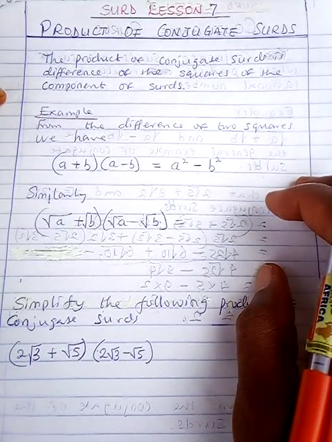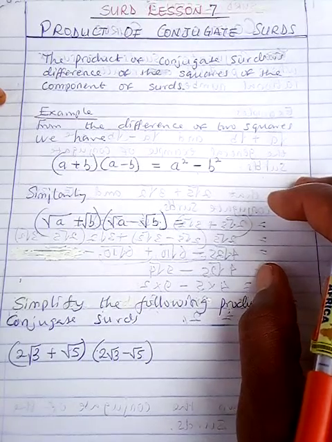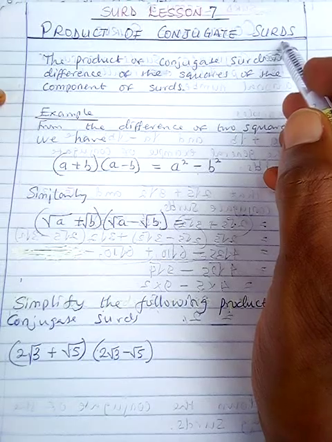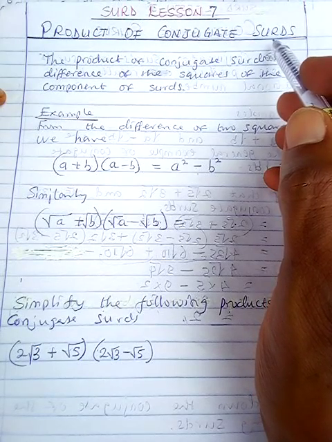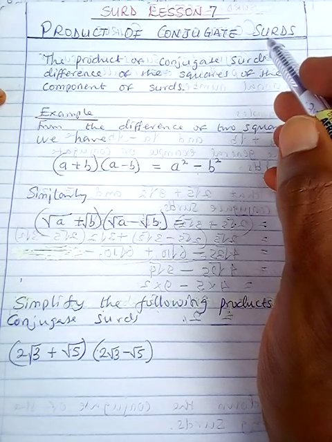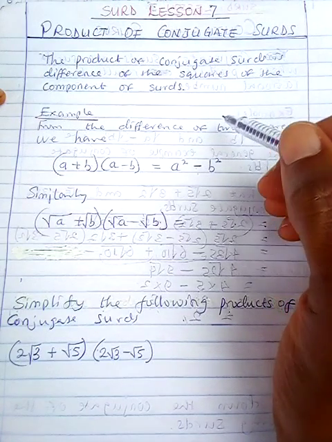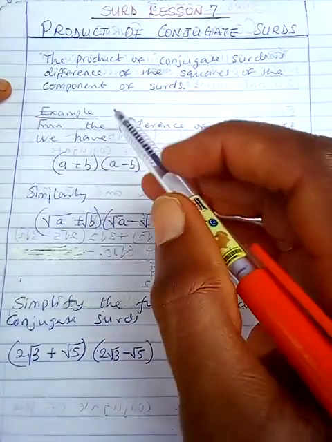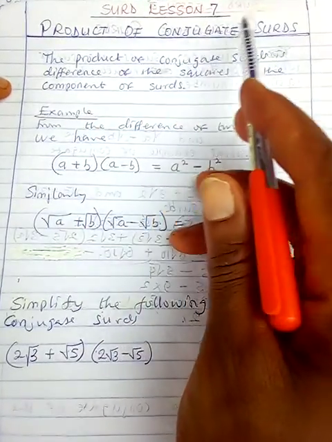This is the seventh video on Surd, and in this video we are going to be talking about product of conjugate Surd. In our previous video we talked about conjugate Surd, and we see that conjugate Surd are Surd whose product results to a rational number. Remember that. Then how do we find the product of conjugate Surd?